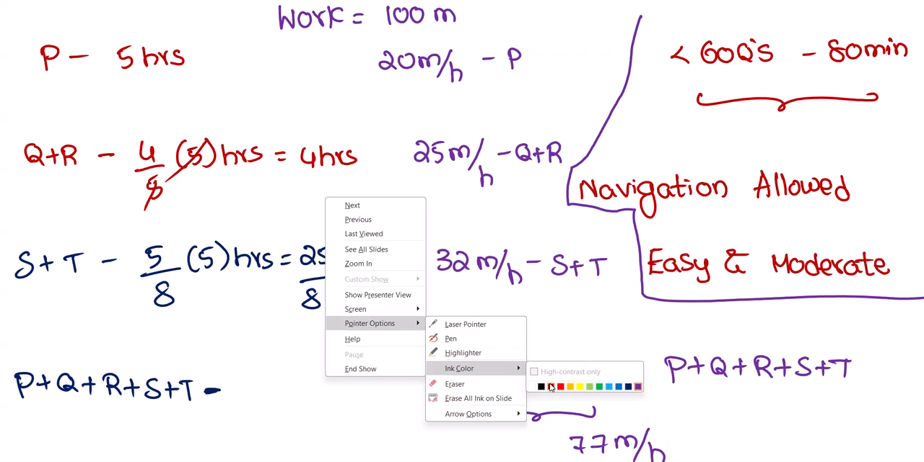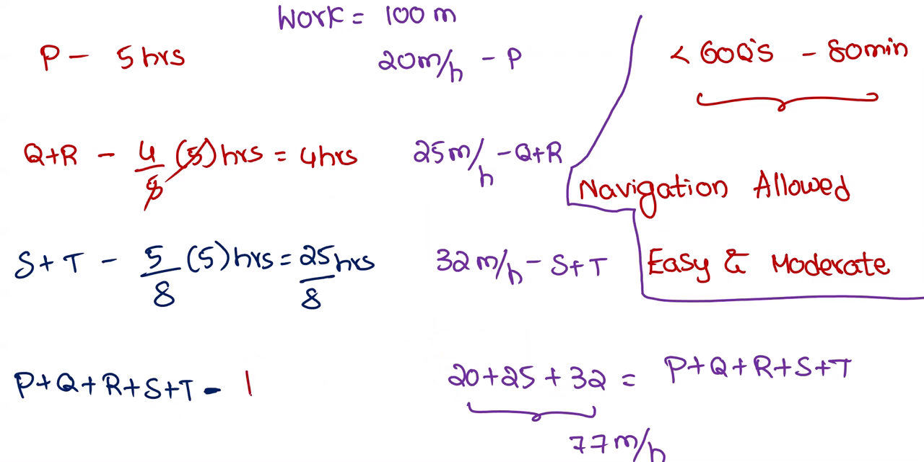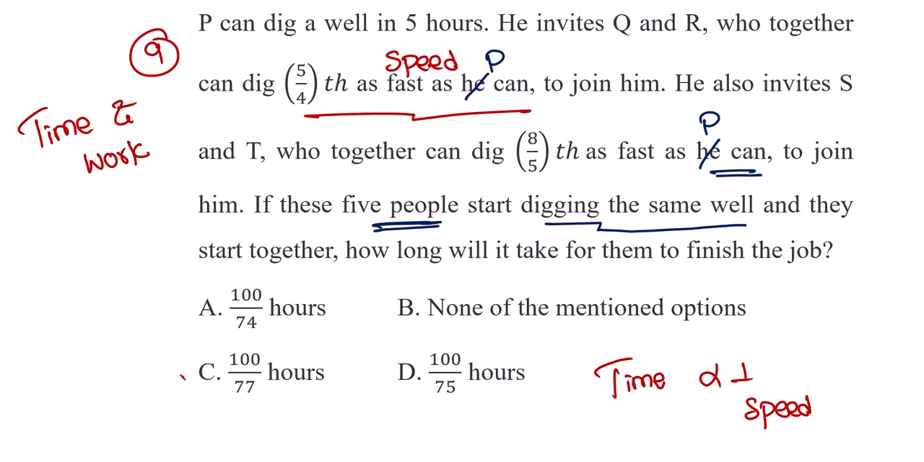77 is their efficiency. So the work is 100 meters and these people can do 77 meters per hour. Time is work by efficiency, so 100 meters at 77 meters per hour means 100 divided by 77 hours. So the time taken is 100 divided by 77 hours. That's option C. Perfect. So see this next one.